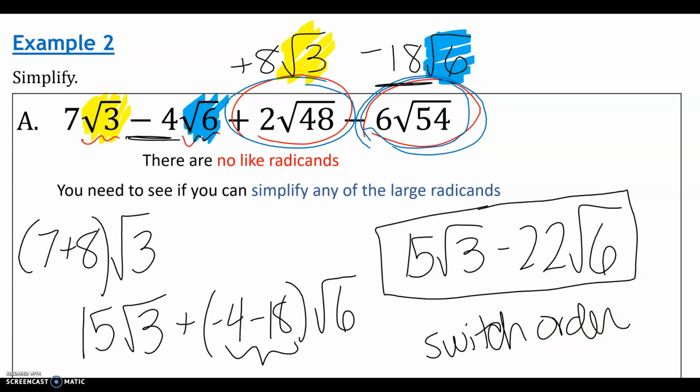So the only real work would have been getting these two answers. So, I mean, you don't have to show me work of adding and subtracting, but breaking down the larger radicands is the work that you would have to show me.